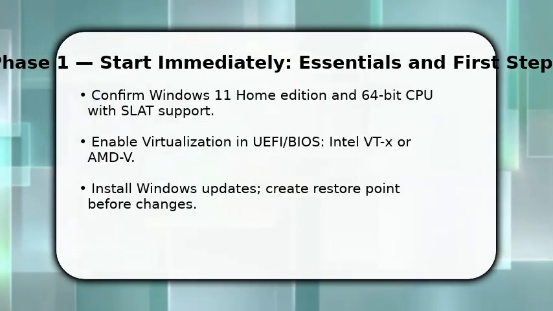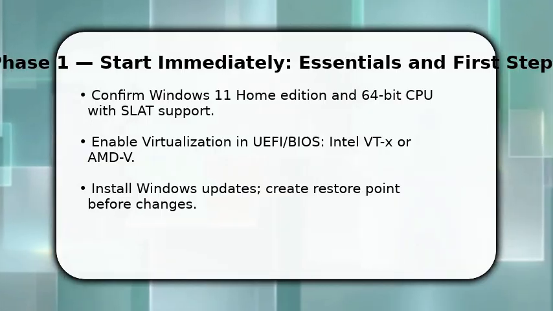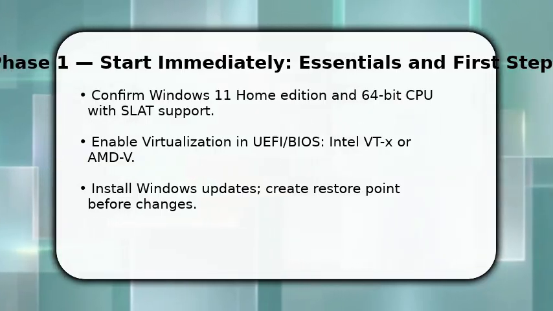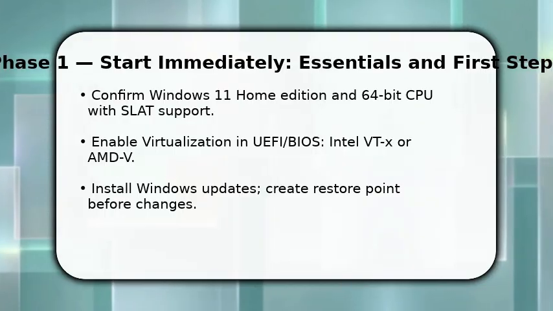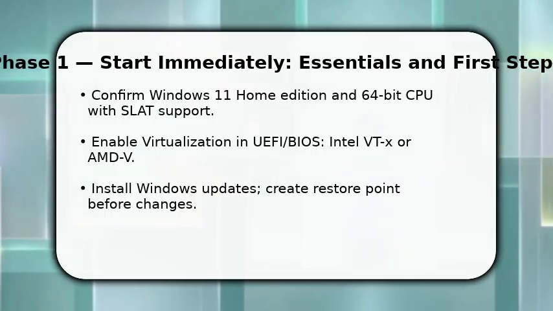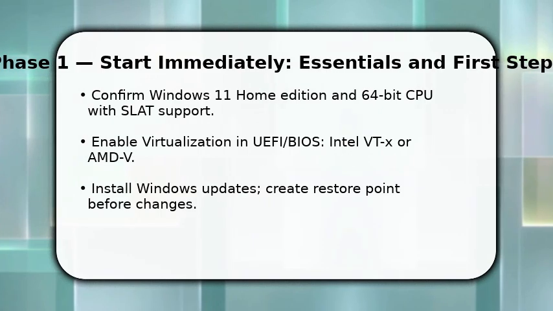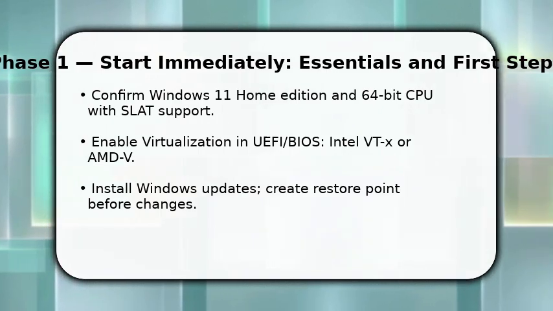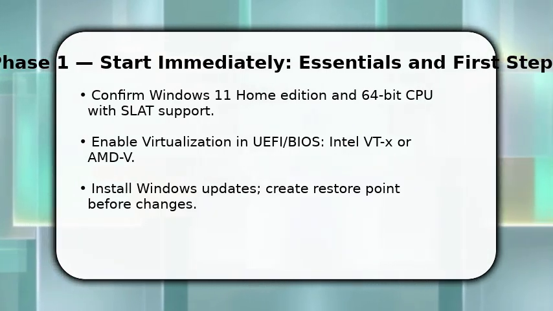Once done, boot Windows and open Settings > Update and Security to install pending updates. Then create a restore point to roll back if needed. These steps prepare the system and reduce failure risk, so make sure to complete them before enabling features.